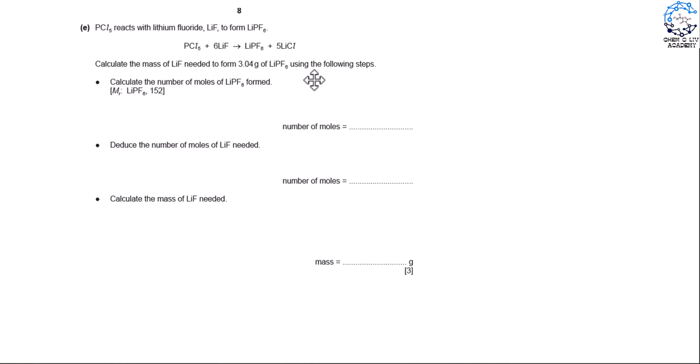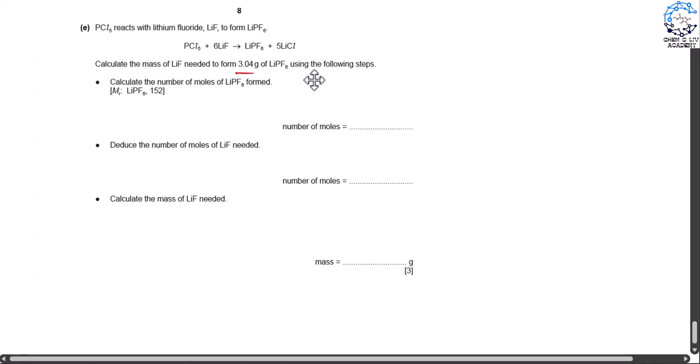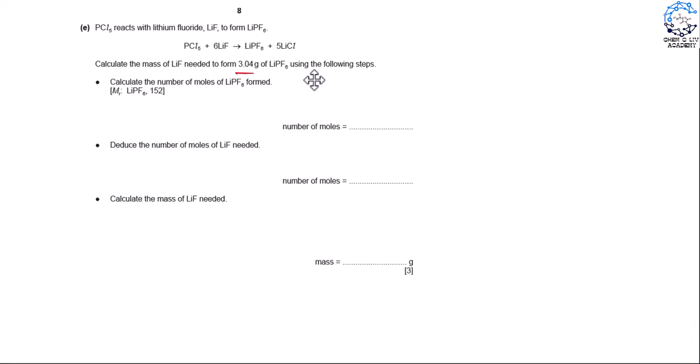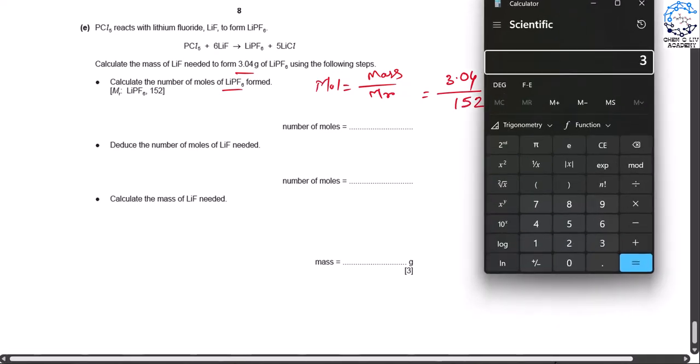So here's a reaction given again. The question is saying 3.04 gram of lithium complex which is forming this product. Calculate the number of moles of this complex formed. MR is given as 152 and 3.04 gram. Very simple. So mole equals mass divided by molar mass. So mass you have 3.04 gram divided by molar mass, which is given. You need not calculate. So 3.04 divided by 152. You're going to get 0.02 mole.